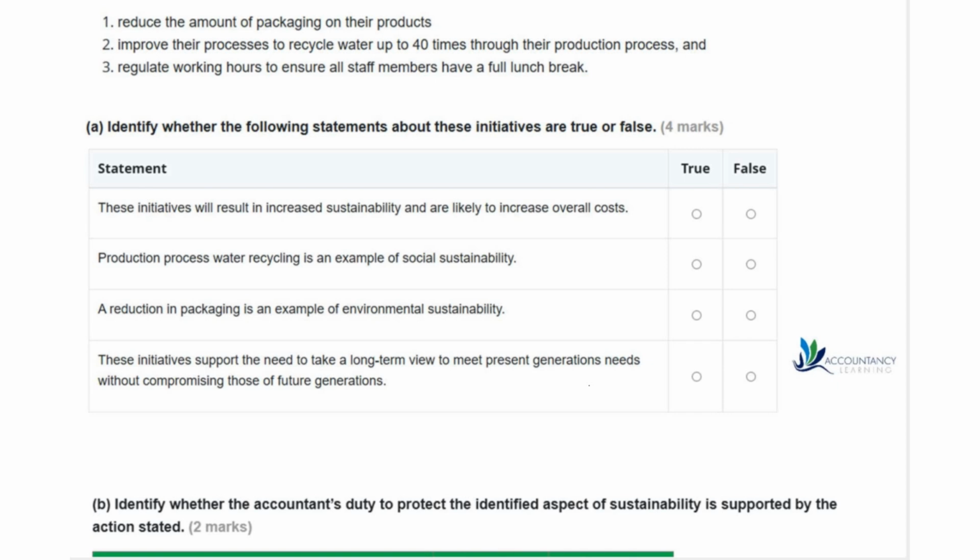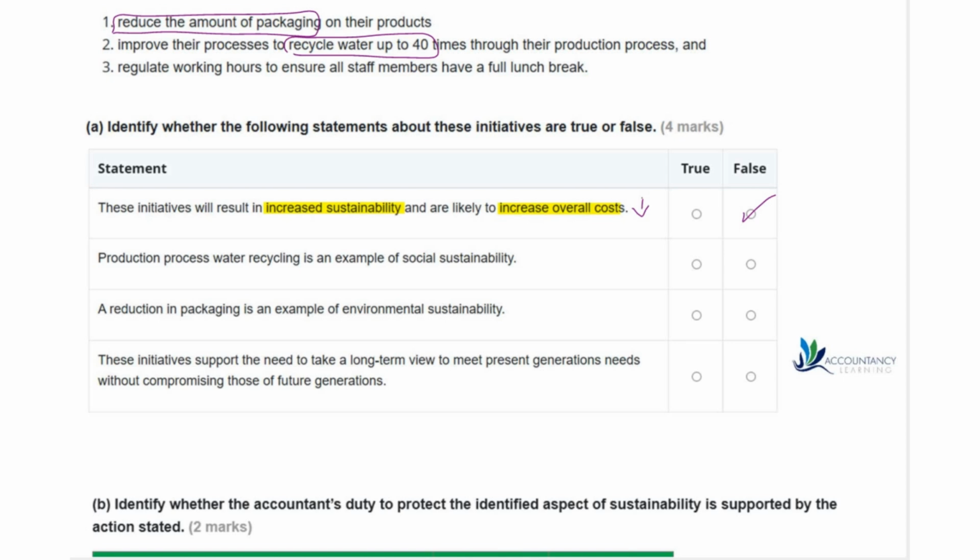These initiatives will result in increased sustainability and are likely to increase overall costs. Make sure you read this one carefully, because it's increased sustainability and increased overall costs. The sustainability will be good, but actually we should also find that we have a reduction in cost, largely because they're recycling the water up to 40 times a day and they're reducing the amount of packaging, so there'll be less materials. So this will be false.